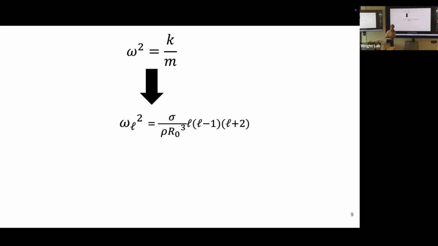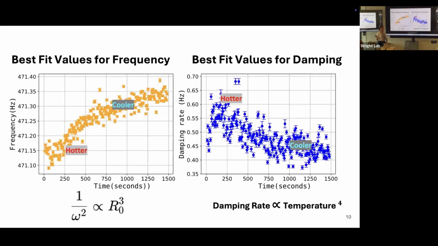Now, density and surface tension are constants, and L's are integers. So the only thing that is changing is the radius of our drop, meaning the frequency is inversely proportional to the radius of our drop. This is because our drop is evaporating over time.